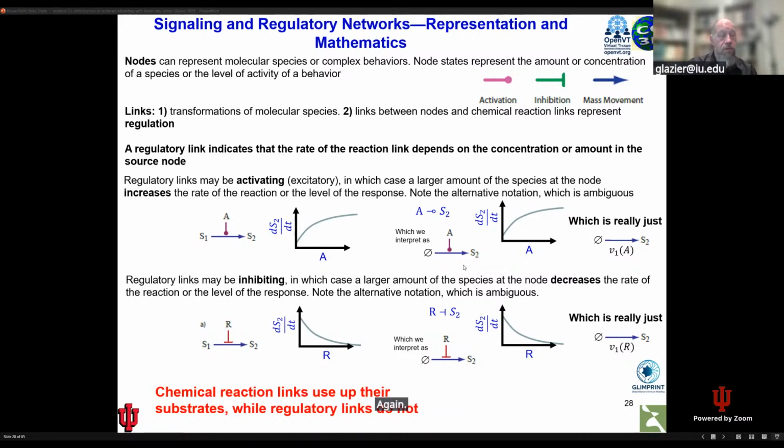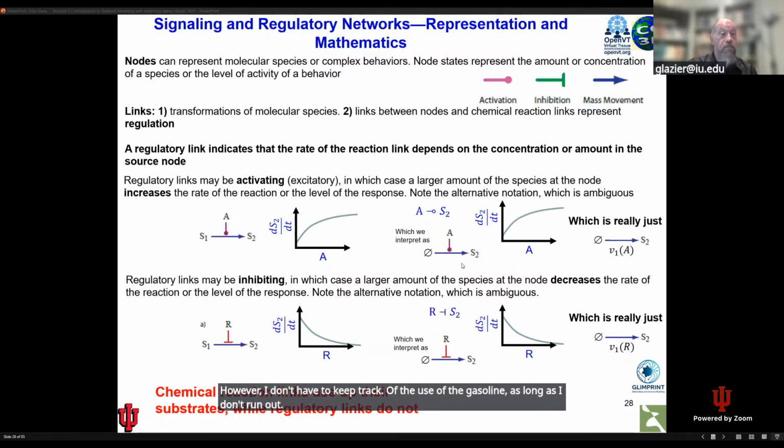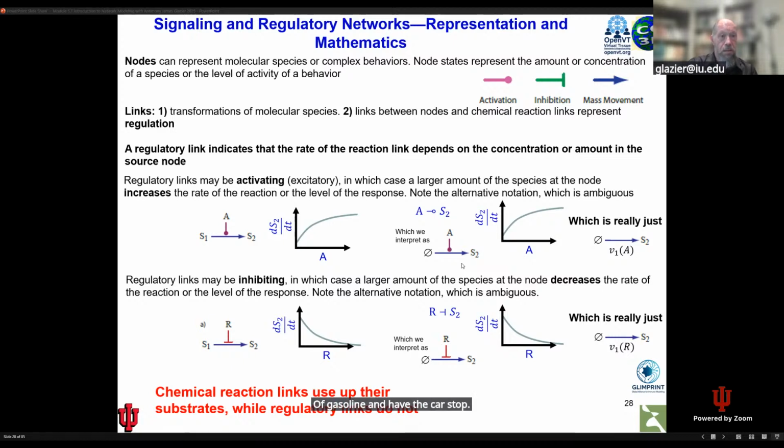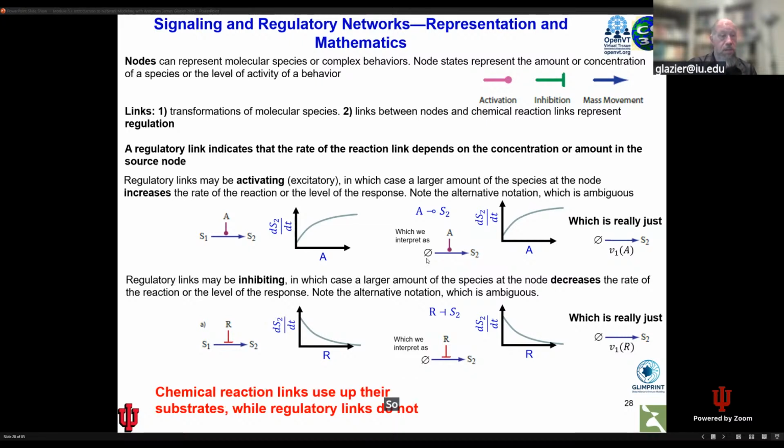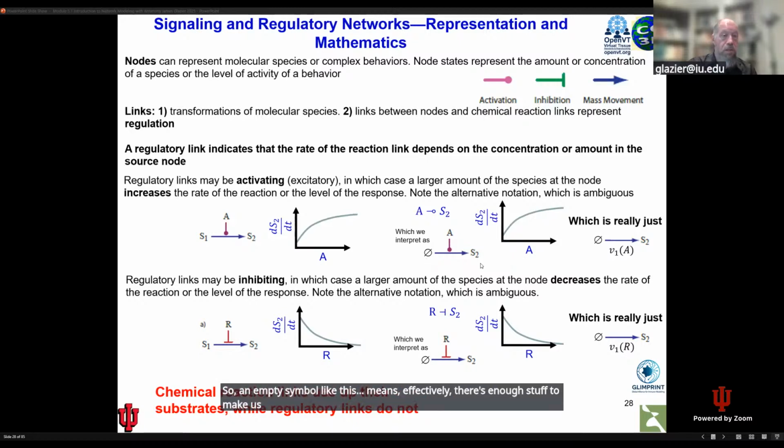Again, if we use the metaphor of a car, when I'm driving, I'm using up gasoline. However, I don't have to keep track of the use of the gasoline as long as I don't run out of gasoline and have the car stop. As long as there is gasoline in the tank, when I put my foot on the accelerator, the car will respond in the same way, independent of how much gasoline there is in the tank. So an empty symbol like this means effectively there's enough stuff to make S2 that I don't care about the stuff on the left-hand side.